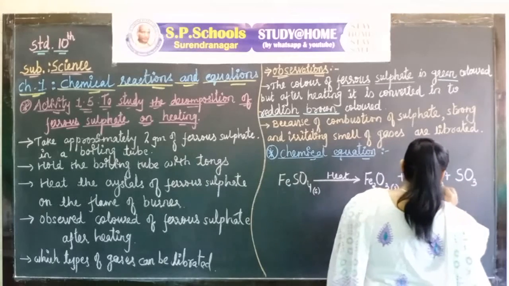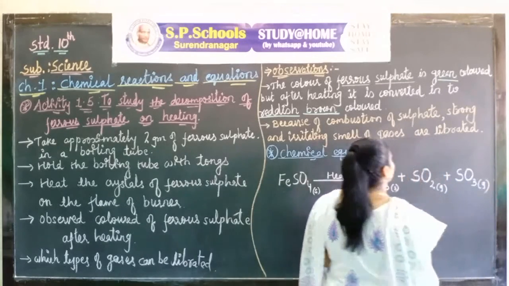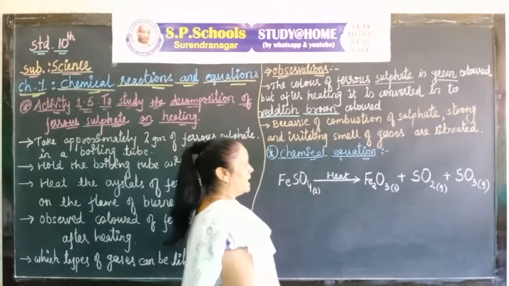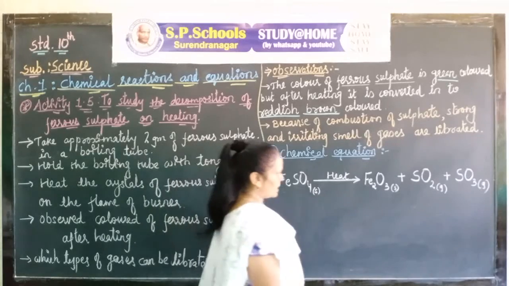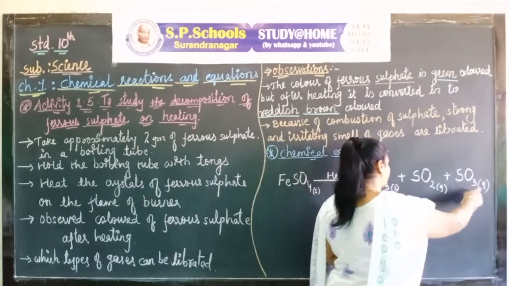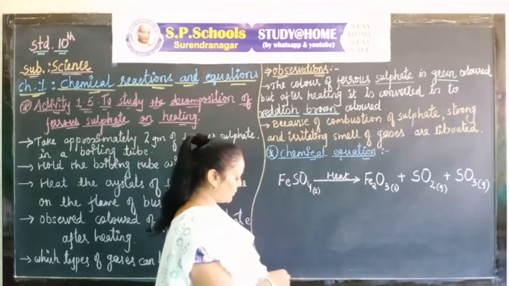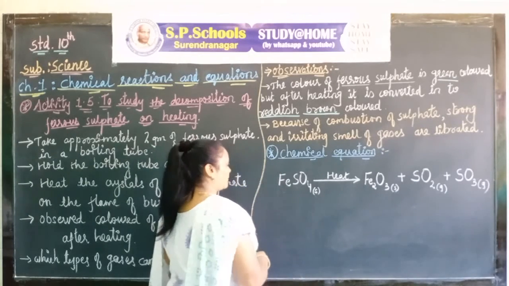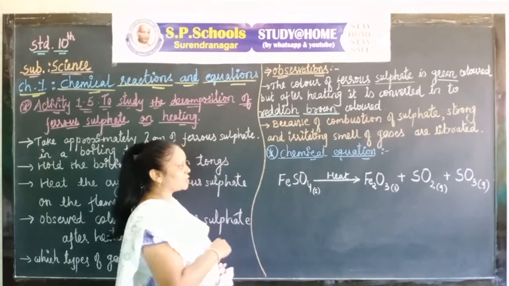These two are gases, so the physical state is small g. SO2 and SO3 have irritating and bad smells. We can write the name for each formula. First of all we complete the equation, balance the equation.